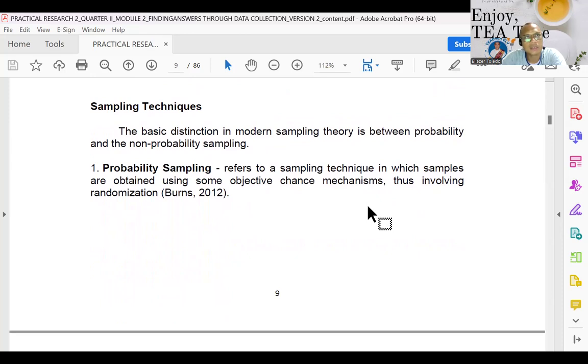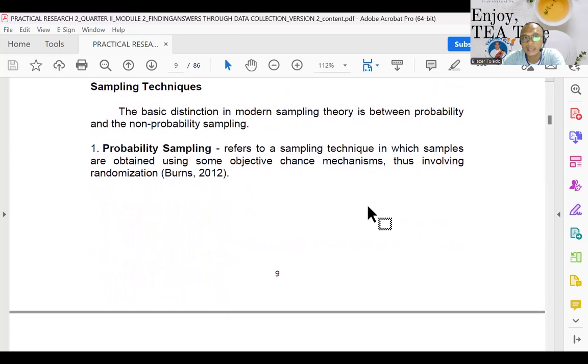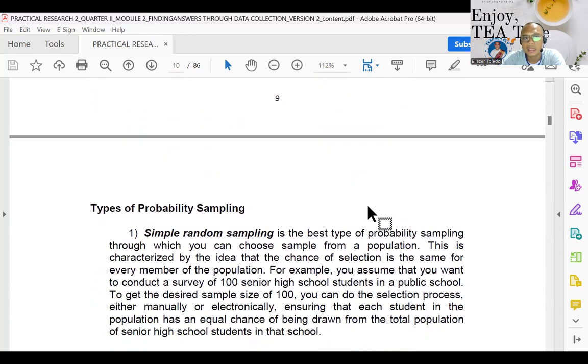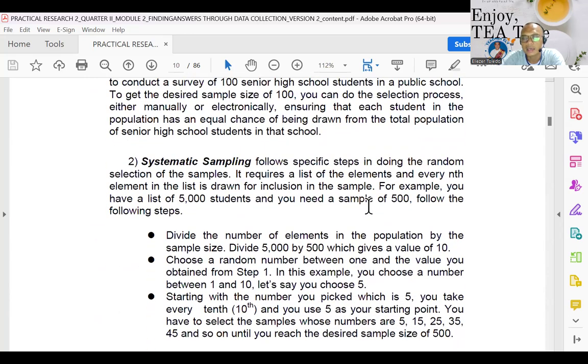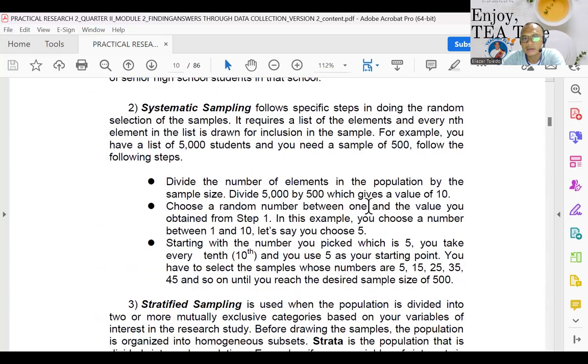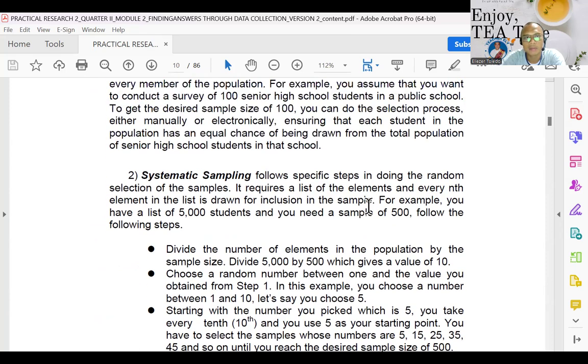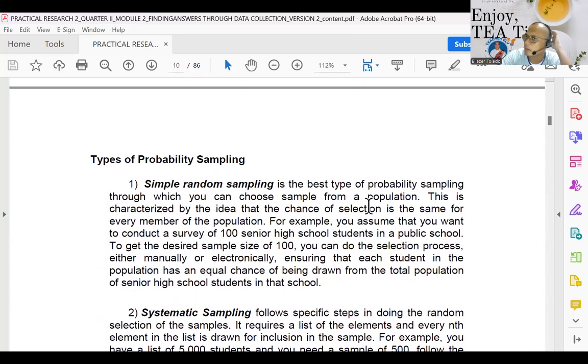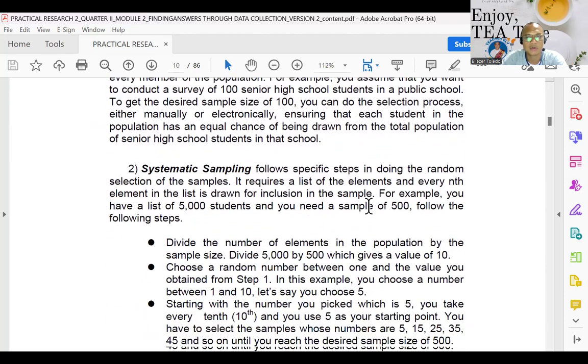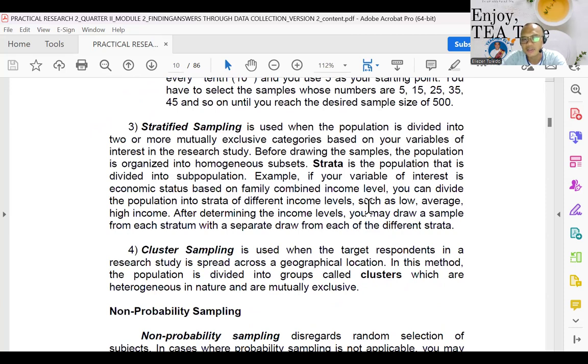As more favorable in terms of research, of course, we go with probability because it has less or no bias at all. Unlike non-probability, which has very, very high bias. Bias means favoring something. In probability, you favor no one, because everyone can be chosen. While in non-probability, you have already chosen. So if you have chosen, which is more convenient for you.